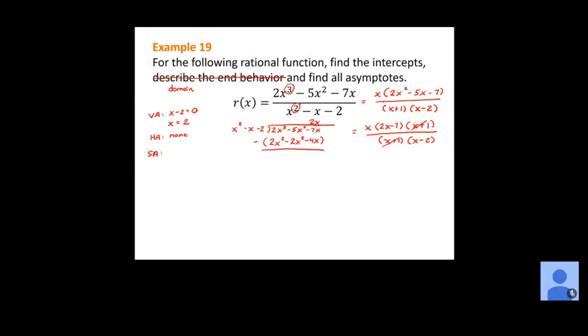As long as we did everything correctly, the first term should cancel. So 2x cubed minus 2x cubed is good. Negative 5x squared minus a negative 2x squared, that becomes addition. So this is going to be negative 3x squared. Negative 7x minus negative 4x becomes addition also, and that gives us negative 3x. Okay. Any questions on that step?